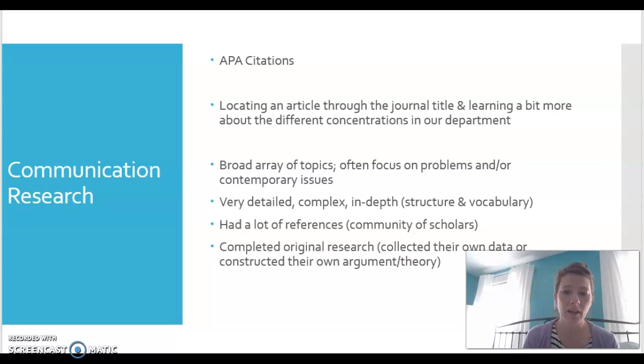So a number of you noted things like the structure of these articles or the specific vocabulary that gets used. That's really significant because that is exactly what research is supposed to do, to take something that we are interested in, but give us a more complex picture of that.